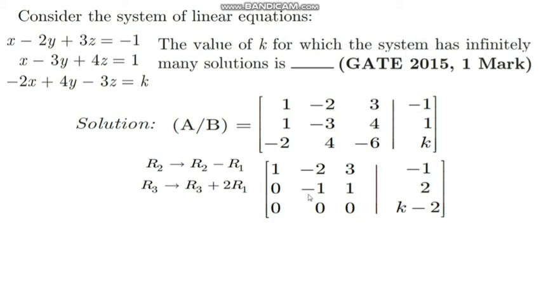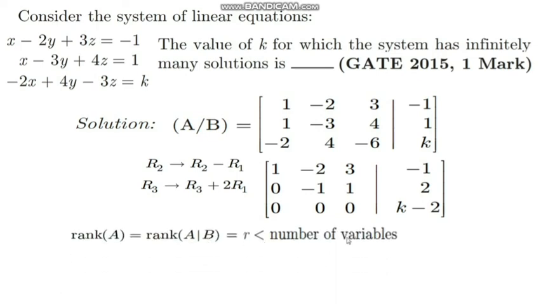Here the number of non-zero rows in the matrix A is only 2, therefore the rank of the coefficient matrix is 2. So according to the condition for infinitely many solutions, rank of A equals rank of the augmented matrix, which is less than the number of unknown variables. So k minus 2 should be 0. You have only one unknown and one equation. Solving it, you get k equals 2. Therefore, the value of k is 2.